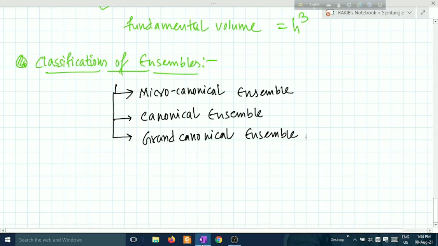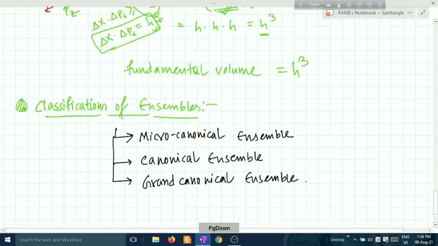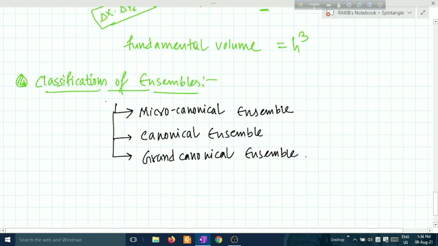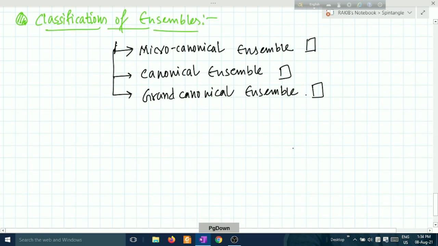Welcome everyone. I am making this video on the ensembles that we have been discussing. These are the classifications of ensembles. The first is called the microcanonical ensemble, the second is called the canonical ensemble, and the third one is called the grand canonical ensemble. Therefore, let's start with the microcanonical ensemble. I am giving an outline, and each topic will be discussed in a single video.